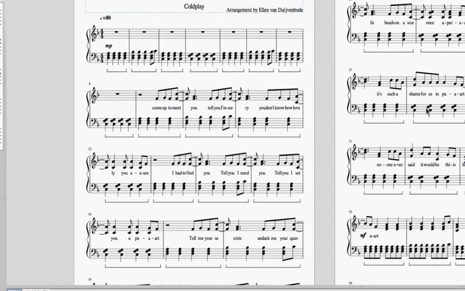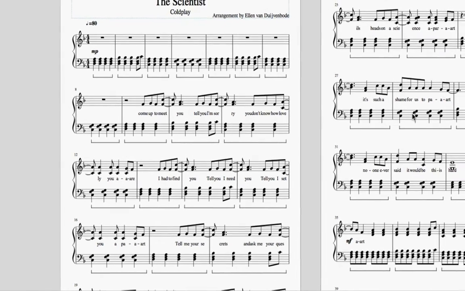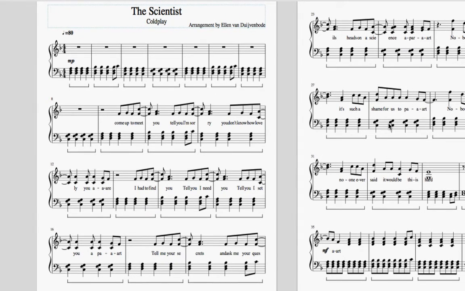Now, those sus chords, I should mention, are not very weird in pop music. We use them a lot in pop music. We like the sound of them. They show up a lot. So keep an eye out for those.